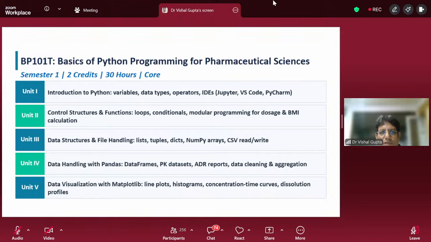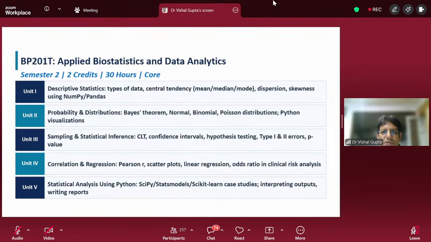So these are the details of the program. Basics of Python programming for pharmaceutical sciences: for want of time, I'll be very brief. We are introducing Python to the students, control structures and functions, how data structures are made and file handling is done, how data is handled with various software, and how the data is visualized. In applied biostatistics and data analytics, we are going to see descriptive statistics, probability, sampling and statistical inference, correlation and regression, and statistical analysis using Python.